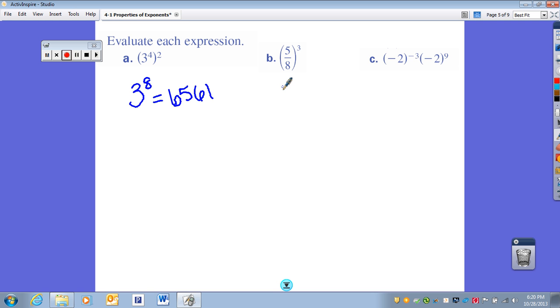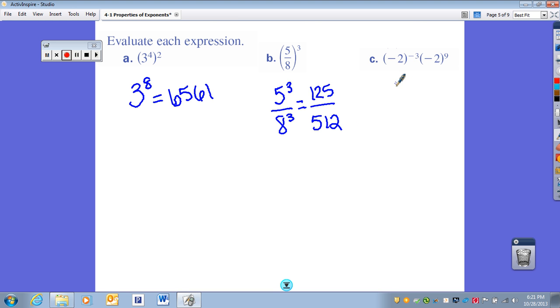In the next, we have a quotient raised to a power. We need to make sure that the numerator is raised to that power as well as the denominator is raised to that power. And then we need to make sure to simplify. 5 to the 3rd power is 125, and 8 to the 3rd power is 512.